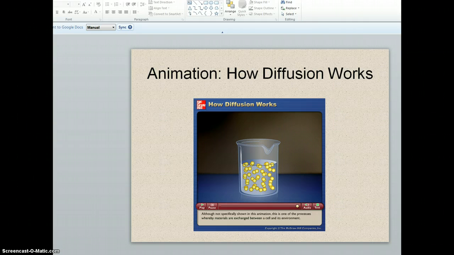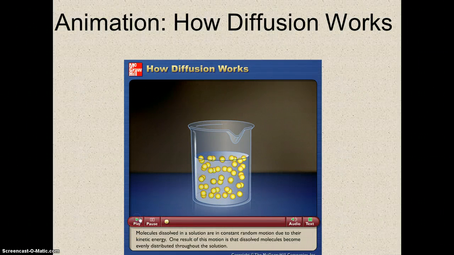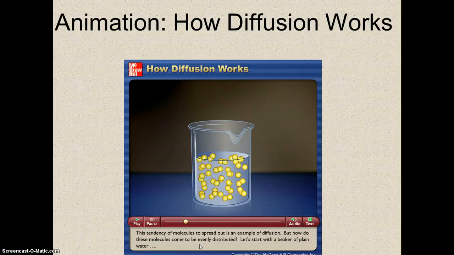This one is on diffusion. Molecules dissolved in a solution are in constant random motion due to their kinetic energy. One result of this motion is that dissolved molecules become evenly distributed throughout the solution. This tendency of molecules to spread out is an example of diffusion. But how do these molecules come to be evenly distributed?